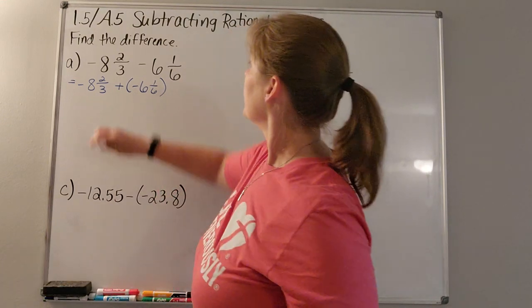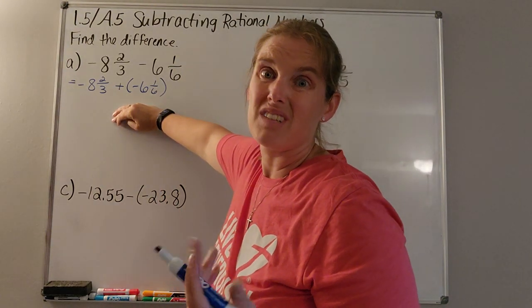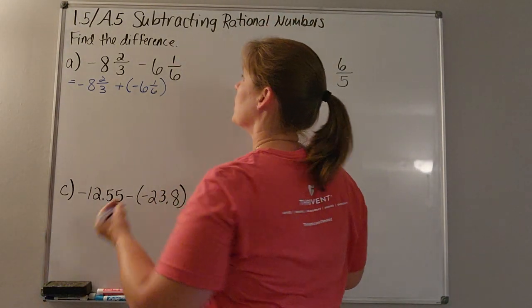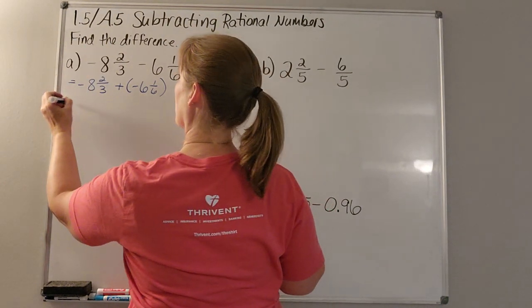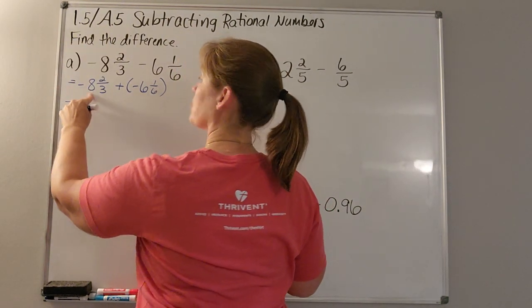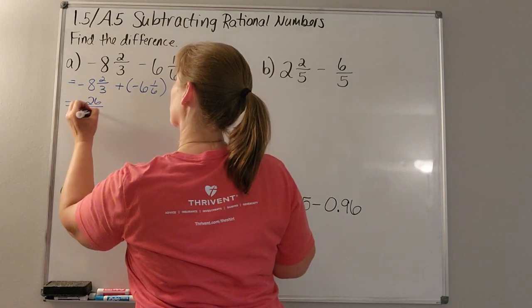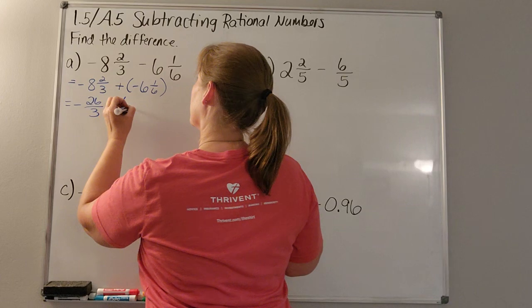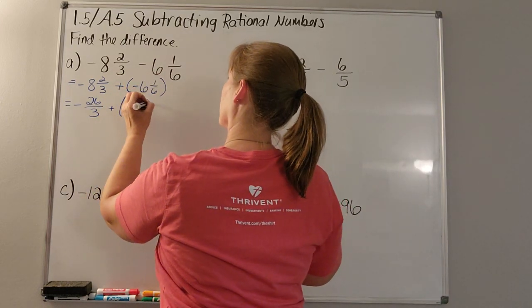All right, now we have mixed numbers. Let's turn them into improper fractions. Remember, we multiply the denominator times the whole number and add it to the numerator. So keep our negative sign. 8 times 3 is 24, plus 2 is 26. So negative 26 over 3 plus negative 6 times 6 is 36, plus 1 is 37.